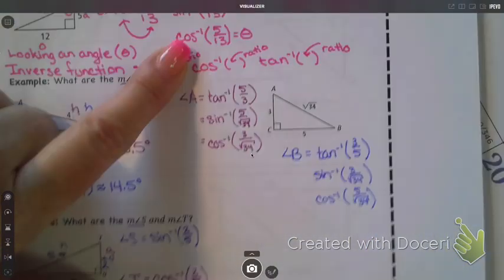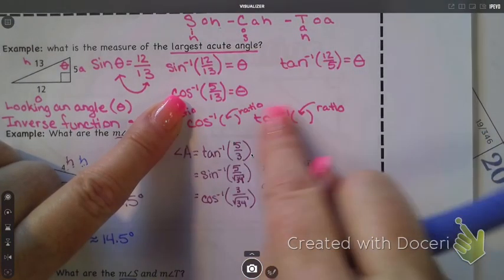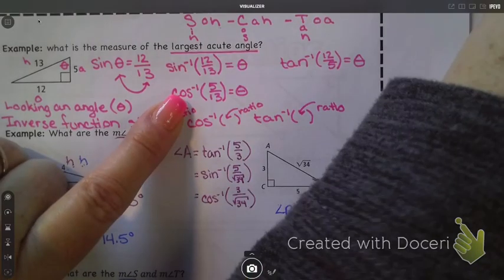Okay? So I want to show you right now that these three turned out the same, right? Because I told you that all three of these would come out the same, didn't I? So let's look.